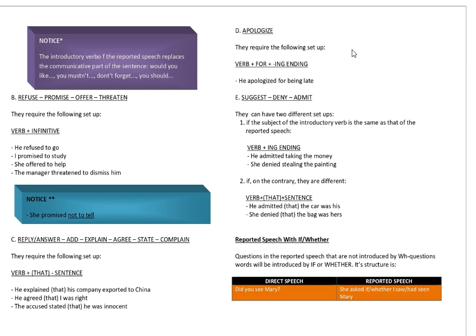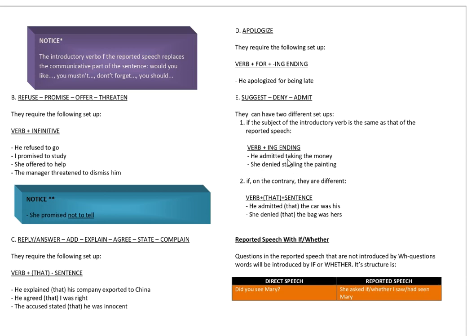For apologize instead, we use the ing ending. So he apologized for being late. The verb that follows the introductory verb has to always be in the ing form. For suggest, deny, and admit, we have two different ways of setting up the sentence. Now, if in this reported sentence the subject of the introductory verb is the same as the one of the reported speech, it doesn't change, and we have the ing ending.